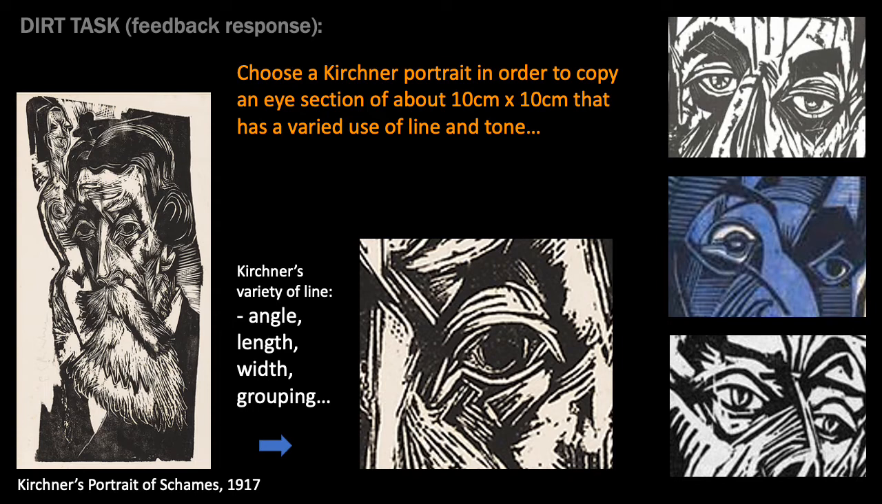Okay, so first stage for you is to choose a Kirchner portrait, and you can, if you want, just use this one. I've uploaded a copy of this one onto Show My Homework with the task, and I've also left the last slide of this PowerPoint has that picture as well, so you can just print it off if you want. Alternatively, if there's a different picture by Kirchner, a different woodcut that suits the style you've been working in better, then take that. Just make sure it has a varied use of line, please.